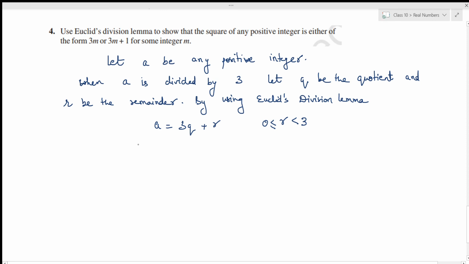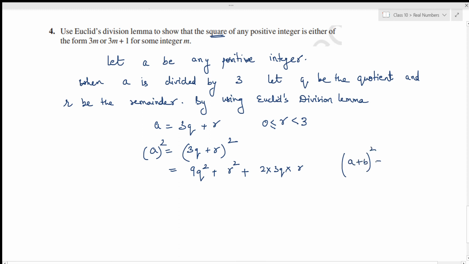If a is this, what could be a square? Because you have to find the square. A square will be (3q plus r) whole square. What can be that value? I can say it as 9q square plus r square plus 2 into 3q into r. I use that identity, (a plus b) whole square is equal to a square plus b square plus 2ab. So what I got is 9q square plus r square plus 6qr.